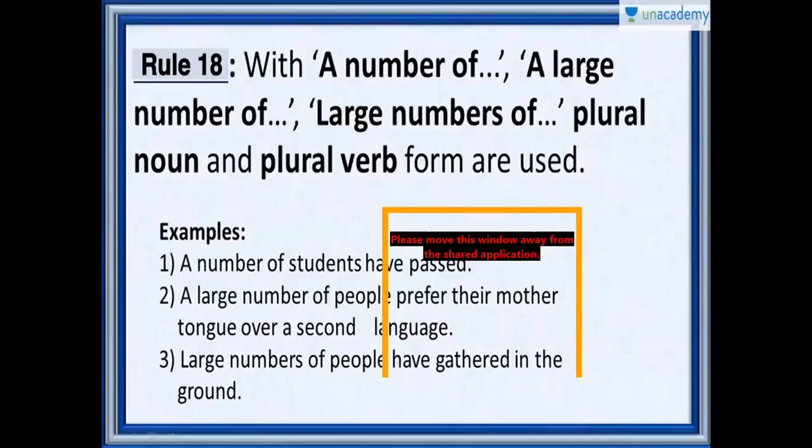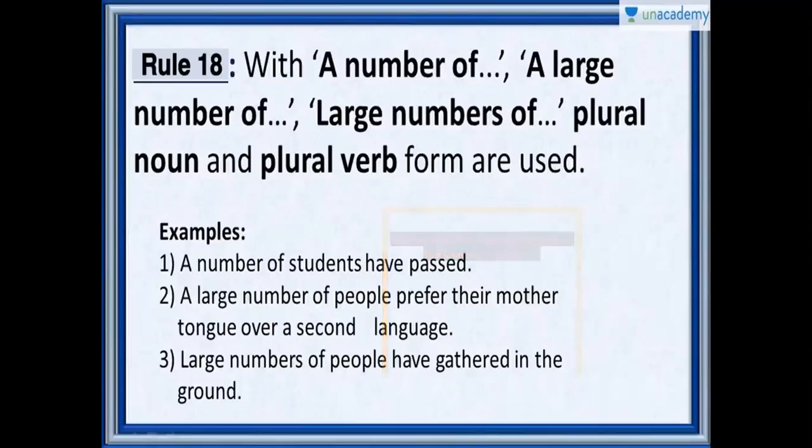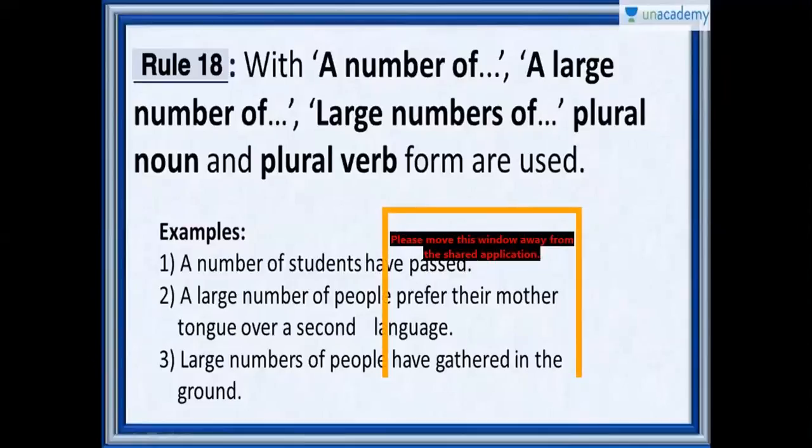Okay. You know these: a number of, a large number of, these are always plural, therefore the verb is plural. Just verify the examples. A number of students have passed, because a number of is said to be plural. A large number of people prefer their mother tongue. So with a large number of people, prefers is not given because a large number of is given. Then large numbers of people have gathered in the ground, because it is talking about large numbers. So because of those number words, we have written the verb to be plural.